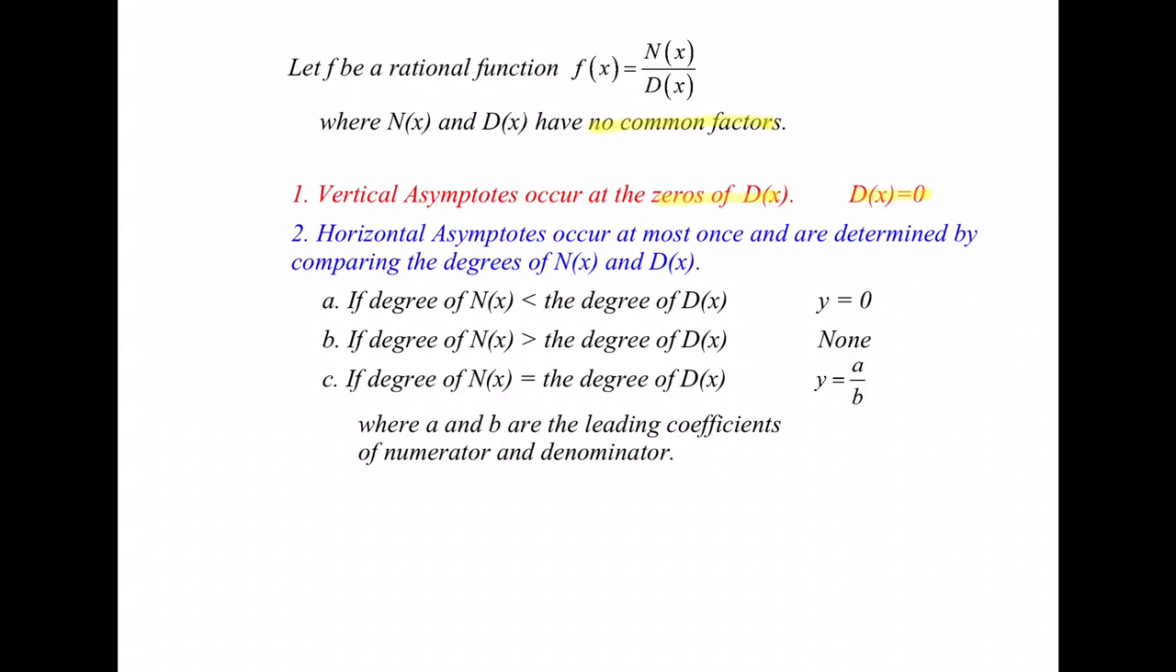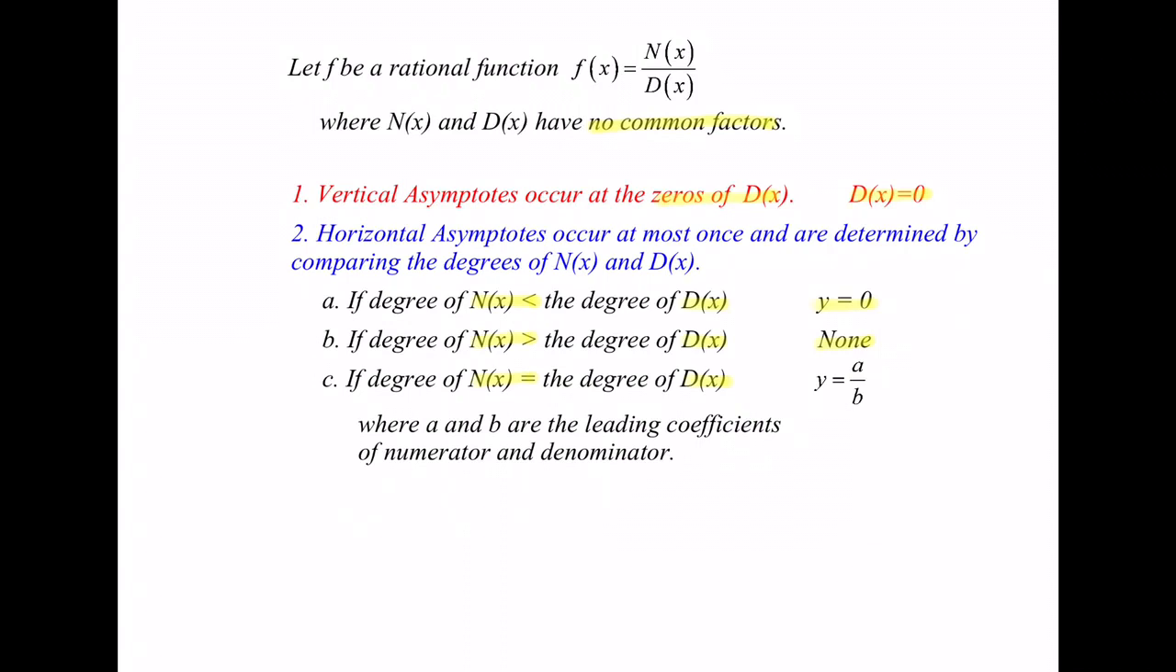The horizontal asymptotes occur at most once for rational functions, and are determined by comparing the degrees of the numerator and the denominator. So there's basically three choices. The degree of the numerator can be less than the degree of the denominator. If that's the case, then we get a horizontal asymptote at y equals 0. The degree of the numerator can be greater than the degree of the denominator, and we will not have any horizontal asymptotes.